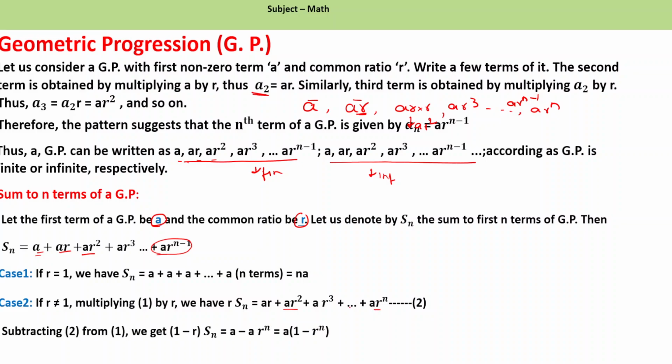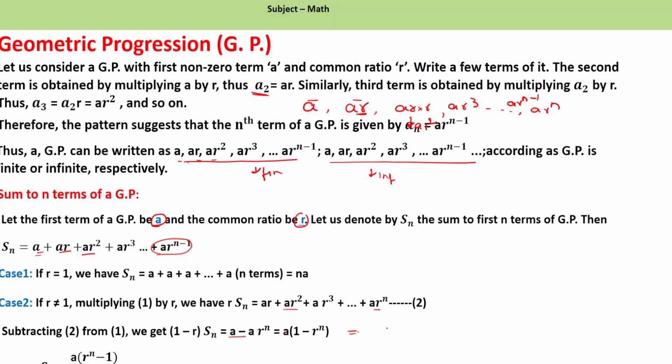Now, let us subtract 2 from 1. If we subtract, we get 1 minus r into Sn is equal to a minus ar power n. If we take a common here, we get a into 1 minus r power n. Then we can write Sn is equal to, by transposing 1 minus r to this side, a into r power n minus 1 divided by r minus 1.